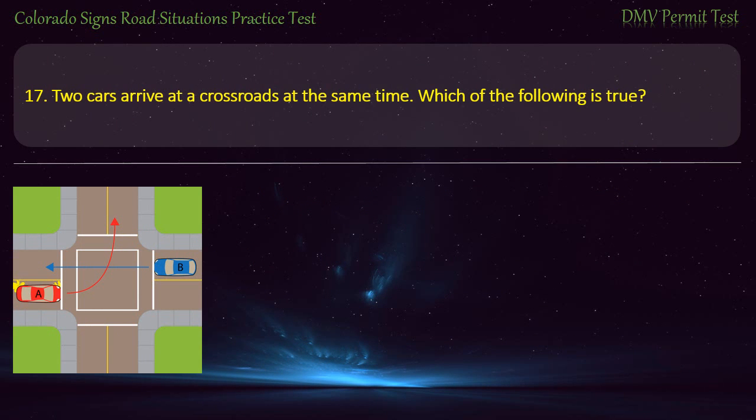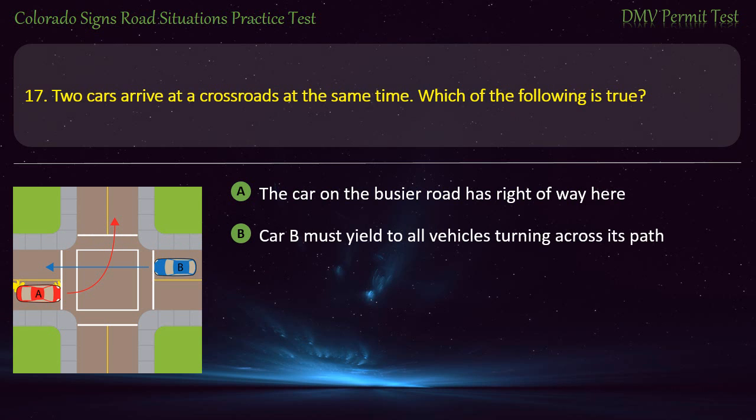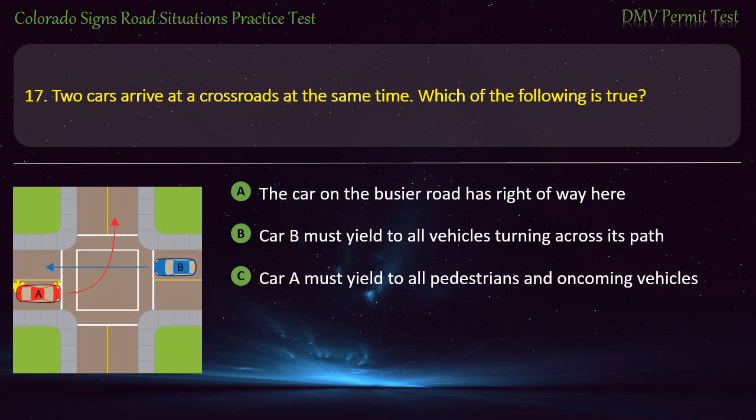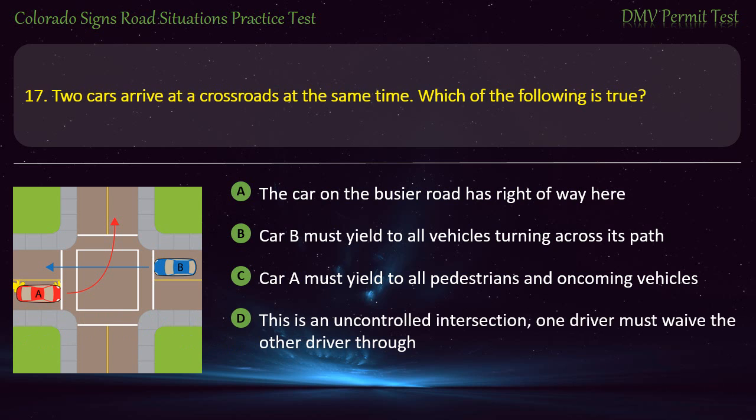Question 17. Two cars arrive at a crossroads at the same time. Which of the following is true? The car on the busier road has right-of-way here. Car B must yield to all vehicles turning across its path. Car A must yield to all pedestrians and oncoming vehicles. This is an uncontrolled intersection. One driver must wave the other driver through. Answer. Car A must yield to all pedestrians and oncoming vehicles.